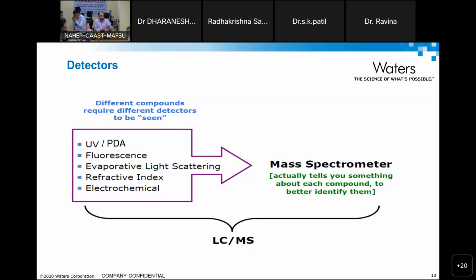But out of these, the mass spectrometer provides a very significant advantage as compared to the other detectors because of the way it functions. We are going to discuss the mass spectrometer in a later session.